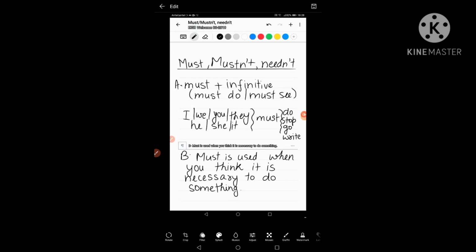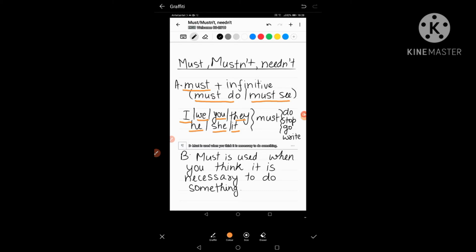Fine. So first of all, we will see must. Must plus infinitive. What is the meaning of infinitive? Infinitive means any verb. For example, must do, must see. With I, we, you, they, he, she, it. We will take must. I must do, we must stop, you must go, they must write.